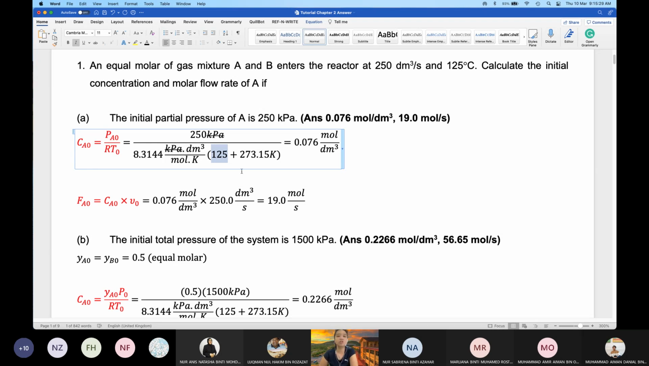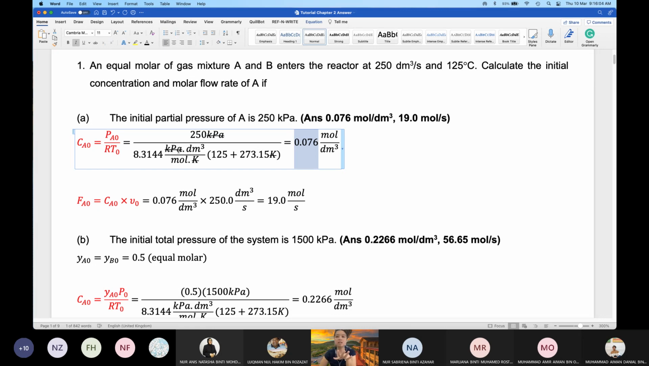273.15. So by doing this, I can now cancel the Kelvin unit as well. The Kelvin in my gas constant R can cancel with my temperature T0 unit. So I cancel my pressure unit, I cancel my temperature unit. You realize that the unit now left is dm cube per mole at the bottom. So when you calculate this, make sure you do it properly. You will get your final answer 0.076.